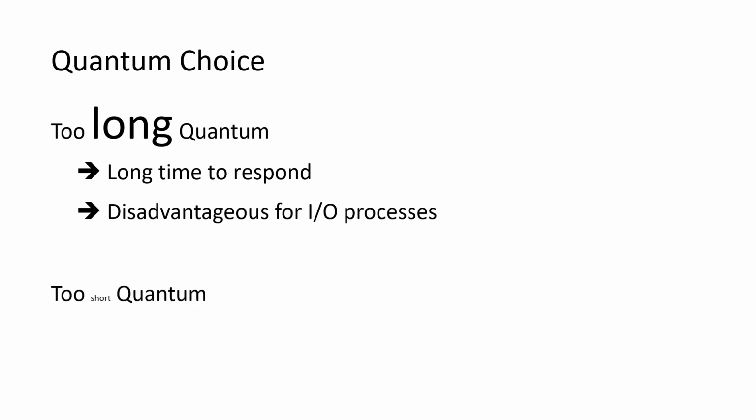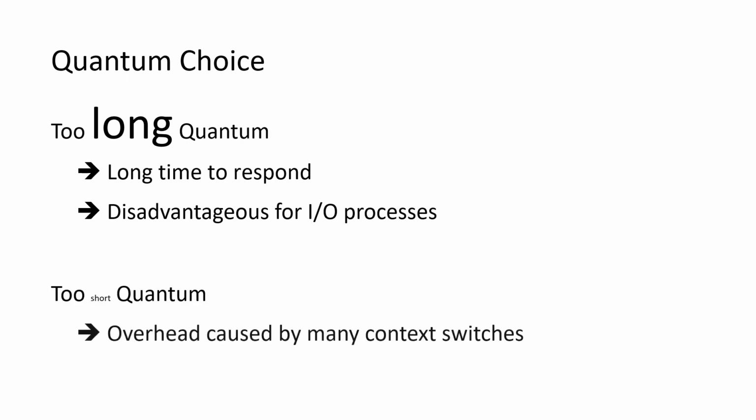The choice of the quantum determines the success of this scheduling strategy. If the time slice is too long, processes will take longer to respond to input, which is disadvantageous for I/O processes. If the time slice is too short, then the scheduler will consume too much processing time caused by the overhead of a context switch.